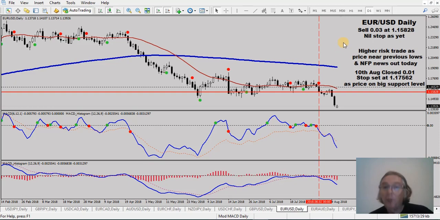Euro USD. All I did this morning on this was move my stop down to 1.16529, just tightening up the stop. That's all I did this morning on this. We're in a sell trade obviously, and I've already closed 0.01, so we've still got 0.02 left on the table.